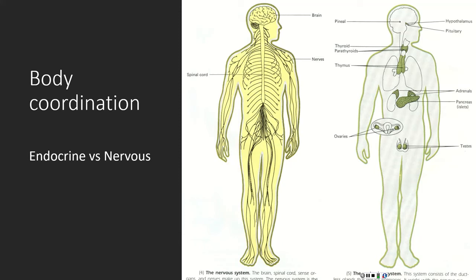As opposed to the nervous system, which we're looking at now. The nervous system, instead of hormones, uses a combination of electricity and neurotransmitters for communication. Now, the nervous system is very, very fast acting. It's almost instantaneous, but the effects are very short-lived. So endocrine uses hormones. It's a little slow, but the effects last a long time. Nervous system uses electricity and neurotransmitters. It's very fast, but the effects don't last very long at all.